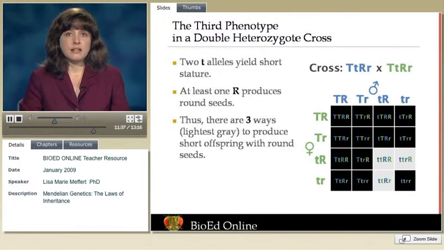Now let's look at the other kind of combination. What about short individuals with round seeds? Well, if you're short, then you need to have 2 little T's. And then, in order to have round seeds, you have to have at least one big R. So let's look at all kinds of combinations where you have 2 small T's and at least one big R. That means you're short with round seeds. So we have 3 ways to do that.